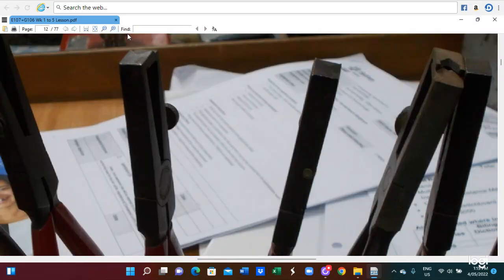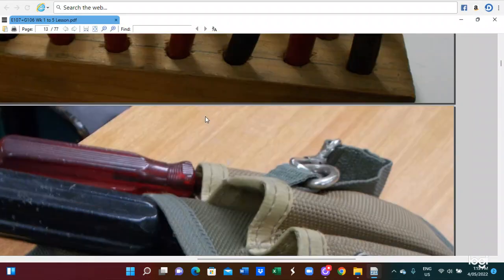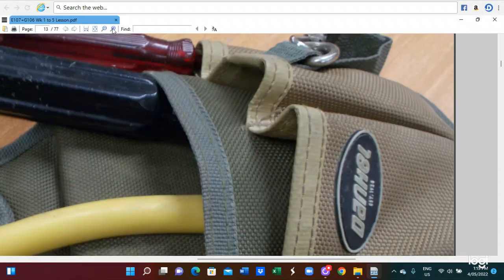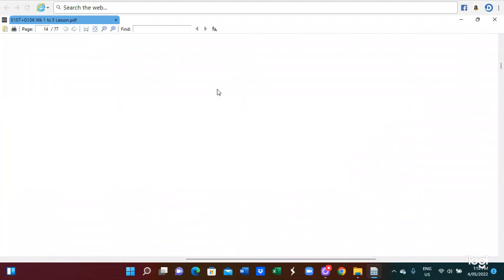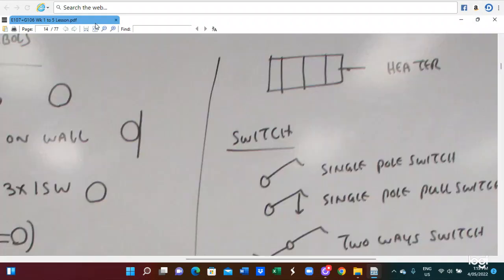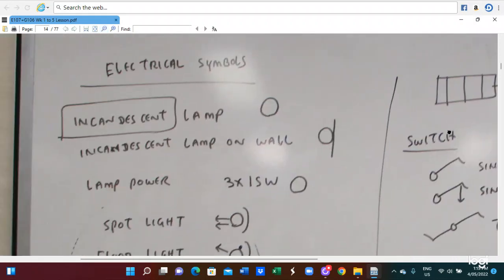So this is the diagram of the cable strip bar. While the electrician's cables are too big, we have to use pliers and a screwdriver. Then we also draw the electrical symbols. These symbols we will teach next time. So this is Electrical Trade 1.